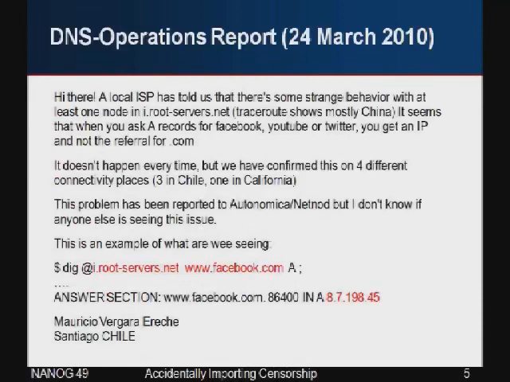So the story begins in late March, where an individual from Chile wrote an email out to the DNS operations list about a local ISP observing some strange behavior on DNS queries and responses. Specifically for Facebook, YouTube, and Twitter, instead of getting the expected referral to the .com server, they're getting random bogus IP addresses. And for people who have studied DNS tampering in China, this is exactly what this kind of thing looks like.